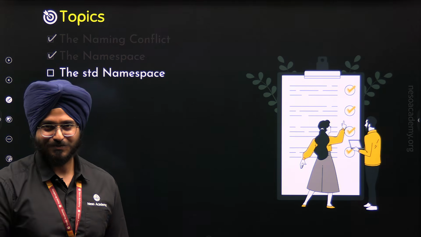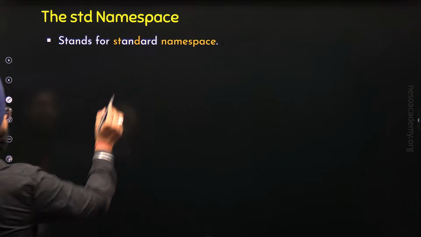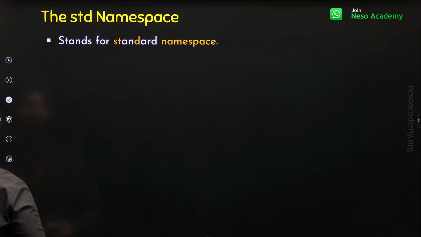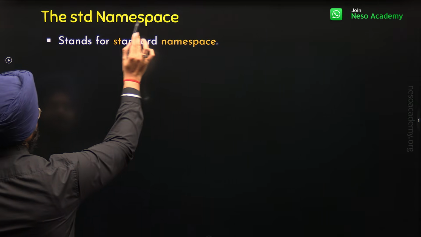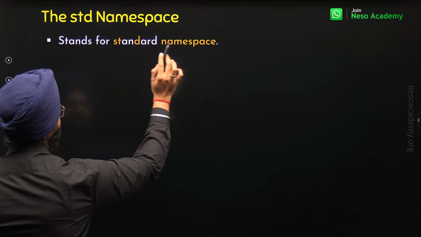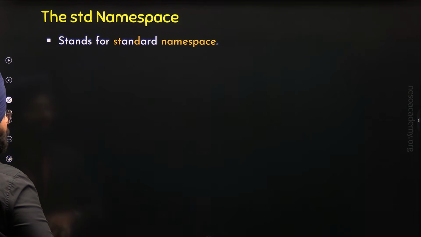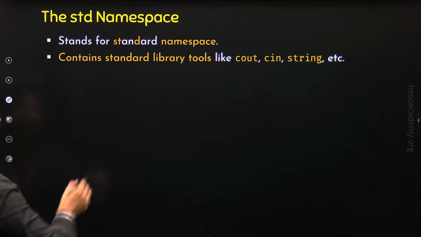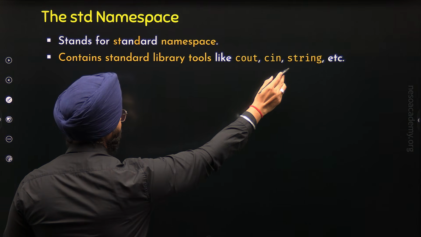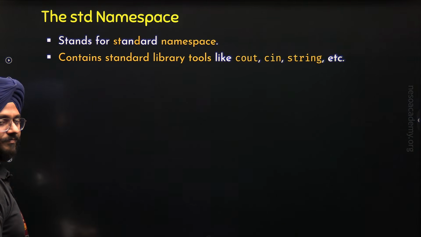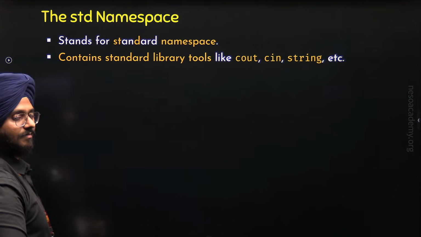C++ programs. The STD namespace stands for Standard Namespace. The full form of STD is standard. That's why STD namespace stands for Standard Namespace. It is the namespace which is already defined for us, and it contains standard library tools like cout, cin, string, and many other tools. These tools are part of STD namespace.